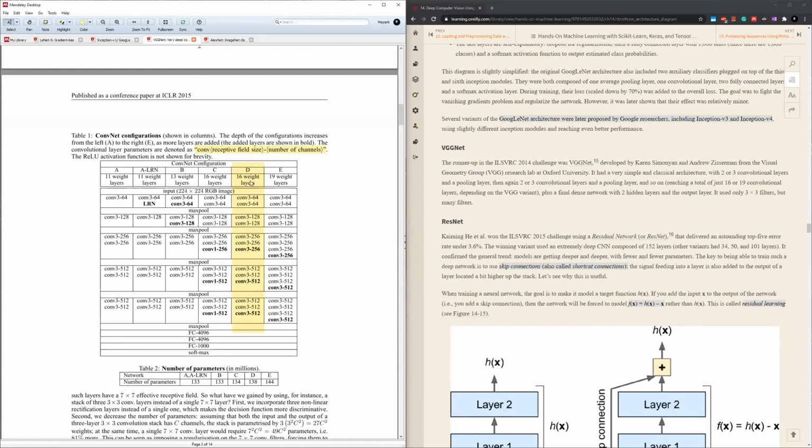If you can see the screen, this is my Mendeley desktop. These are the 16 weighted layers with respect to the conv3. The input, these 2 layers are stacked. Then there's a max pool, then these two layers, then max pool, then these 3 layers, then max pool, then these 3, and another max pool.